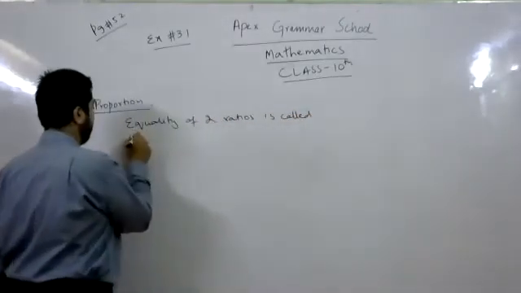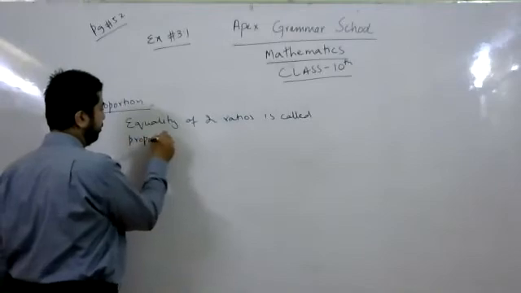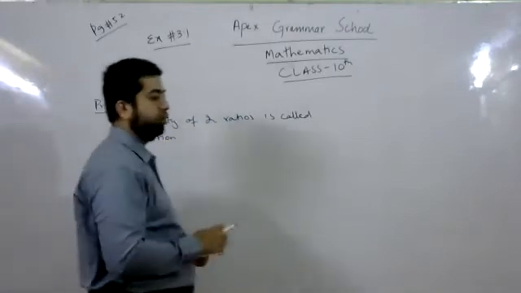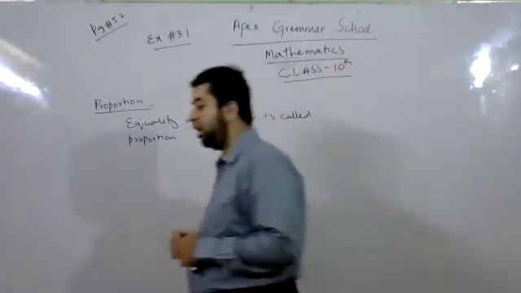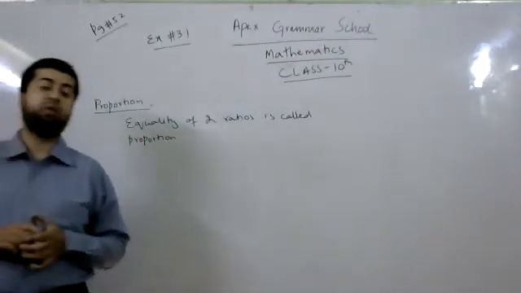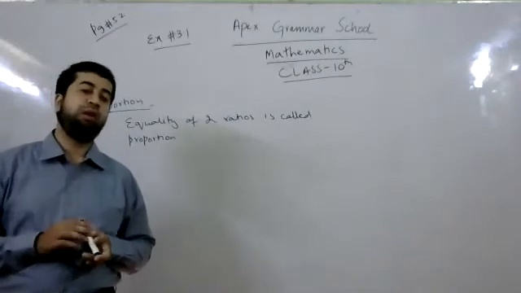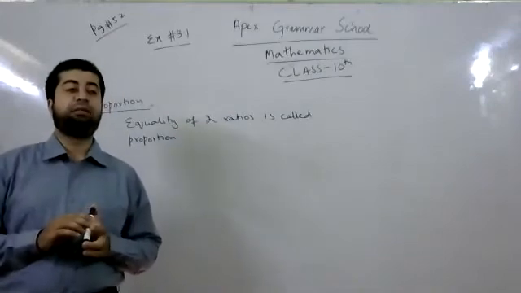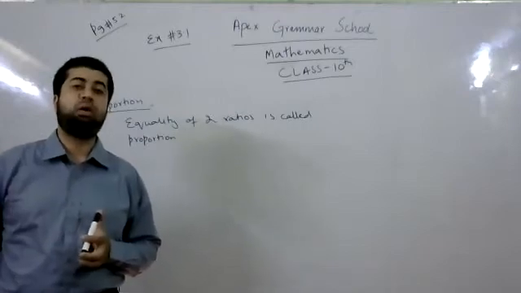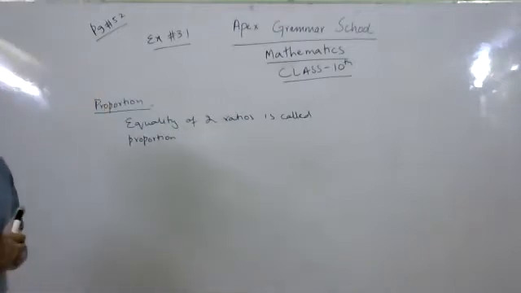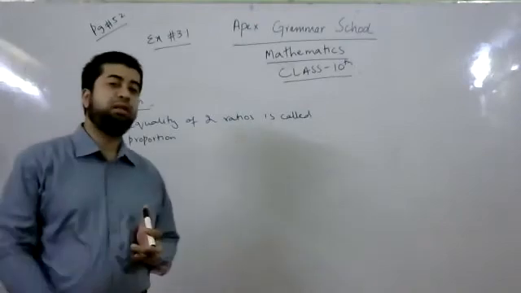This is called proportion. If we need to equate two ratios, but first we need to know what a ratio is. So ratio, you already have knowledge about that. A relation between two similar quantities is called a ratio. So a ratio has no units.